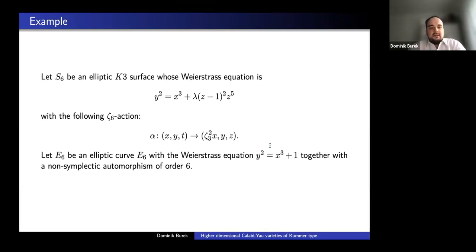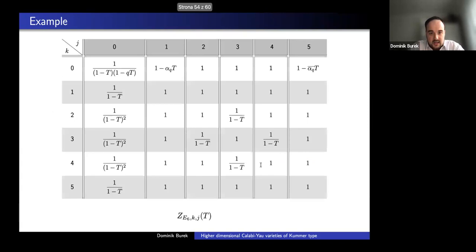Here we have an elliptic K3 surface equipped with a non-symplectic automorphism of order 6. We have almost a full list of those non-symplectic automorphisms due to Dillies. So I took one. And of course, the elliptic curve with Weierstrass equation y squared equals x cubed plus one is also equipped with a non-symplectic automorphism of order 6. And then we can form these tables. Here we have some entries coming from the zeta function of the elliptic curve.